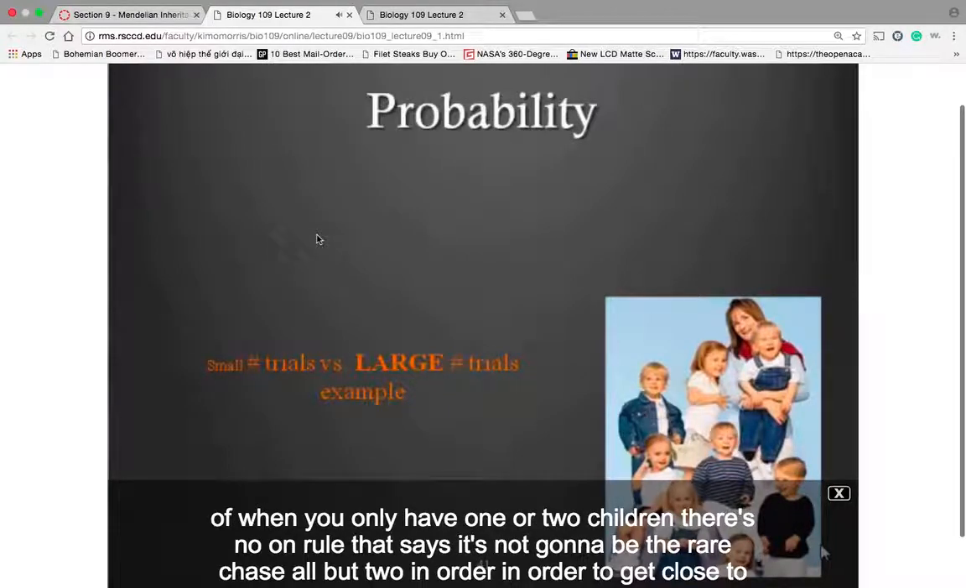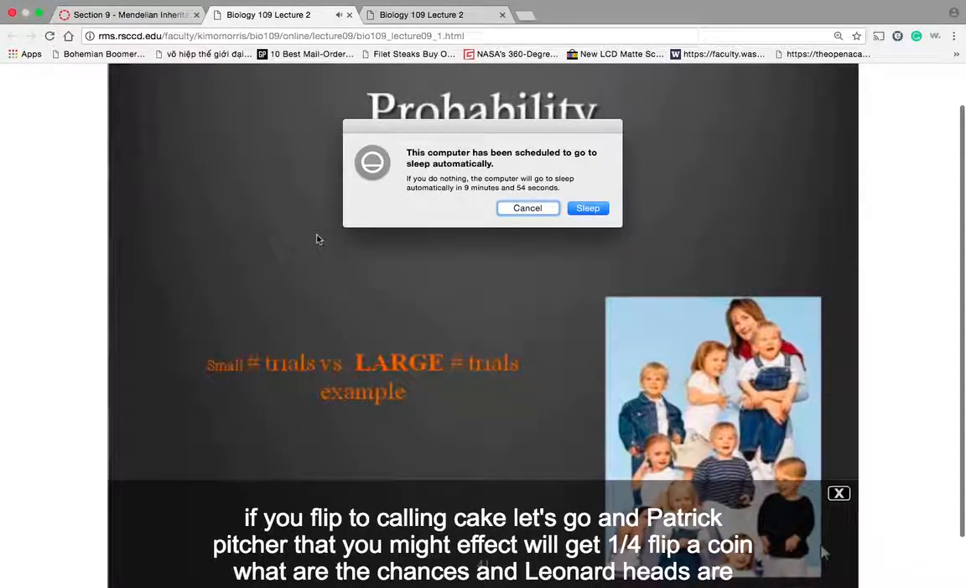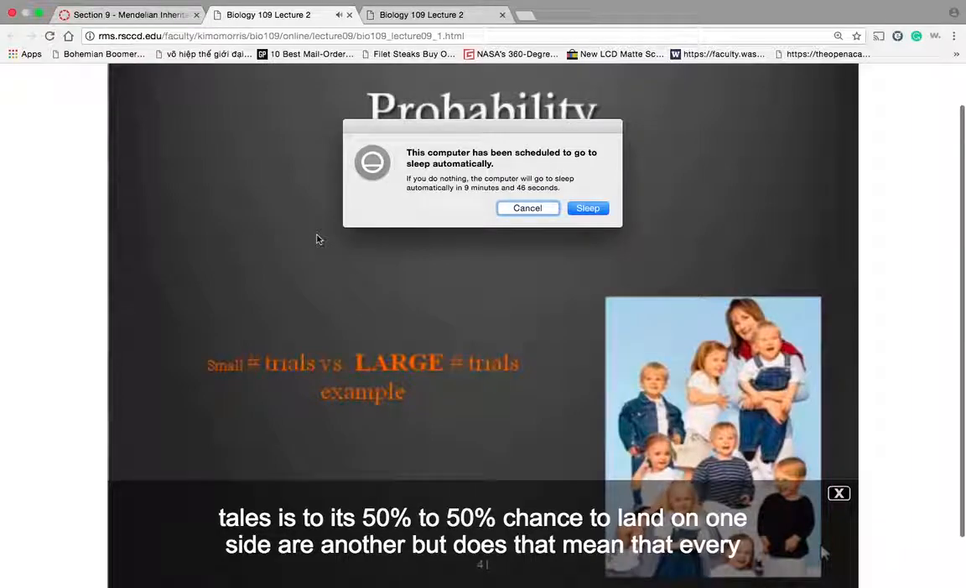When you only have 1 or 2 children, there's no rule that says it's not going to be the rarer case. But in order to get close to 3 to 1, you have to have lots and lots and lots of babies. Think about flipping a coin. Let's go ahead and picture that in your mind. In fact, go get a quarter and flip a coin. What are the chances it's going to land on heads or tails? It's 50%. There's a 50% chance it's going to land on one side or another.